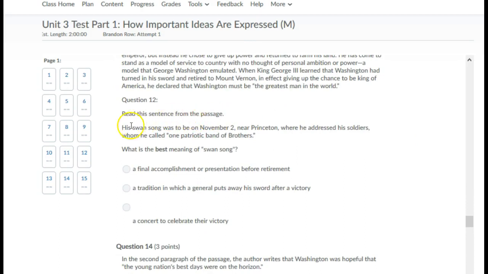Read this sentence from the passage. His swan song was to be on November 2nd near Princeton, where he addressed his soldiers, whom he called one patriotic band of brothers. What is the best meaning of swan song? A final accomplishment or presentation before retirement, a tradition in which a general puts away his sword after victory, or a concert to celebrate their victory.